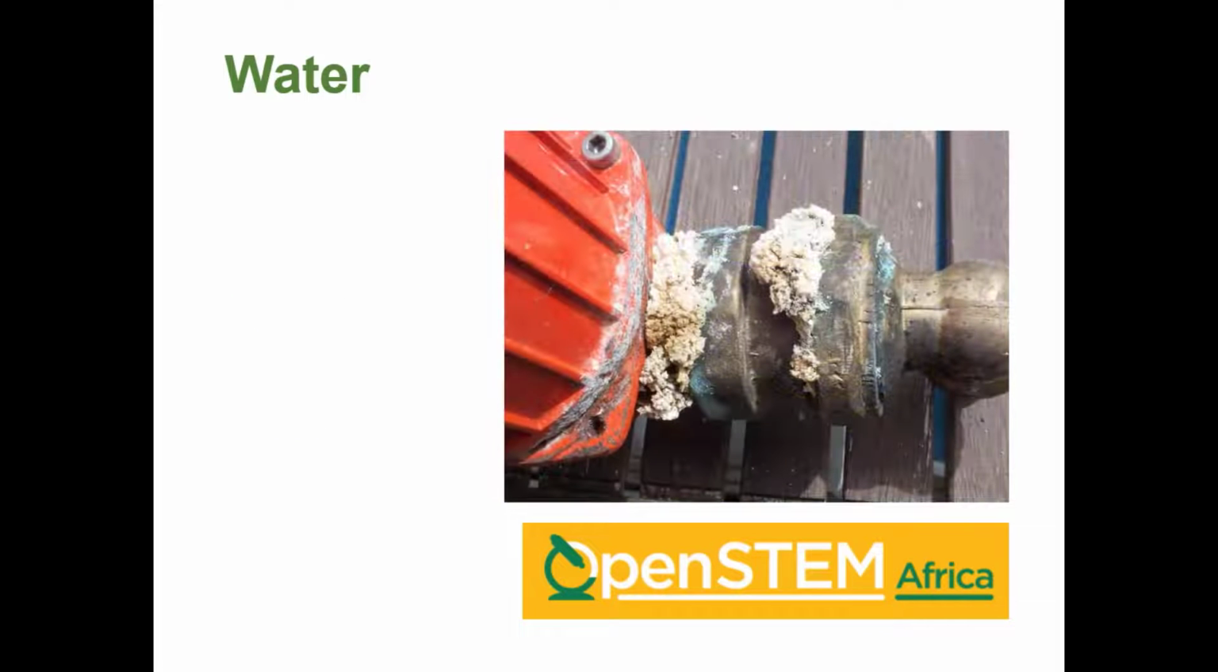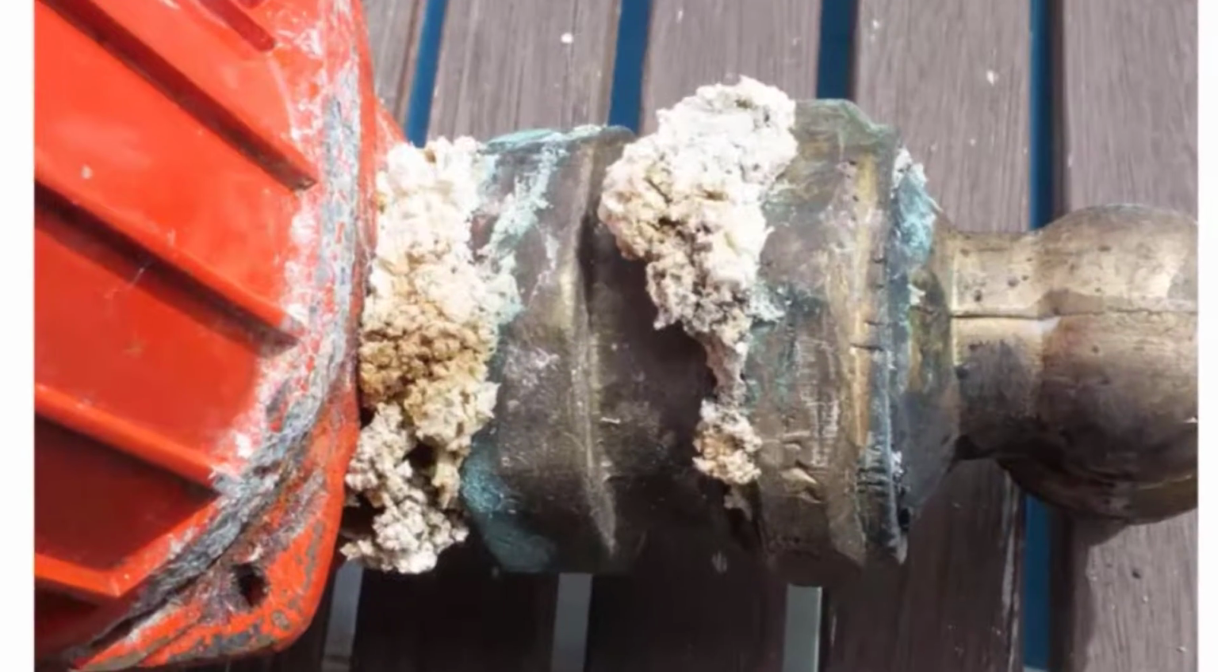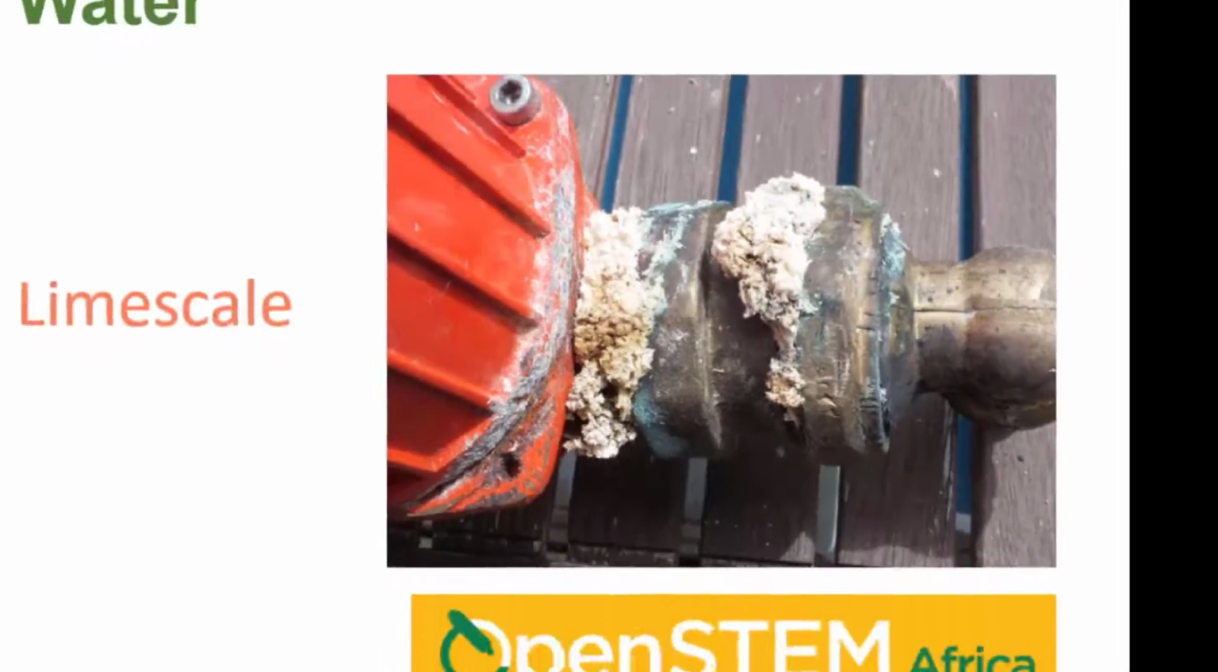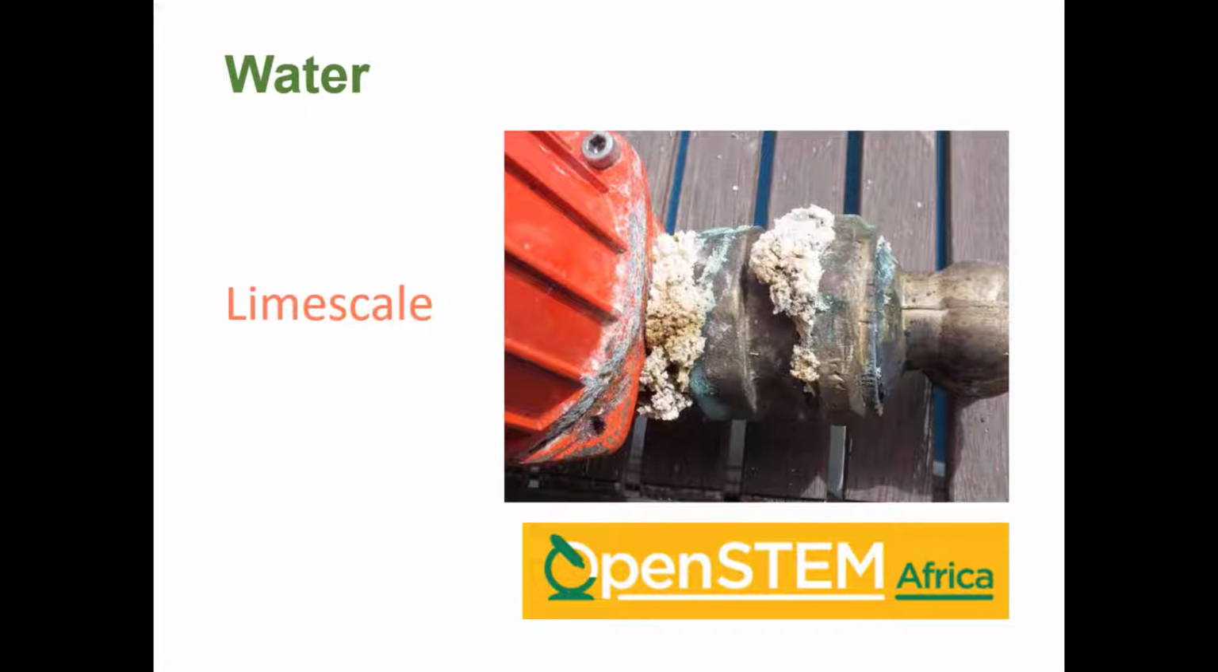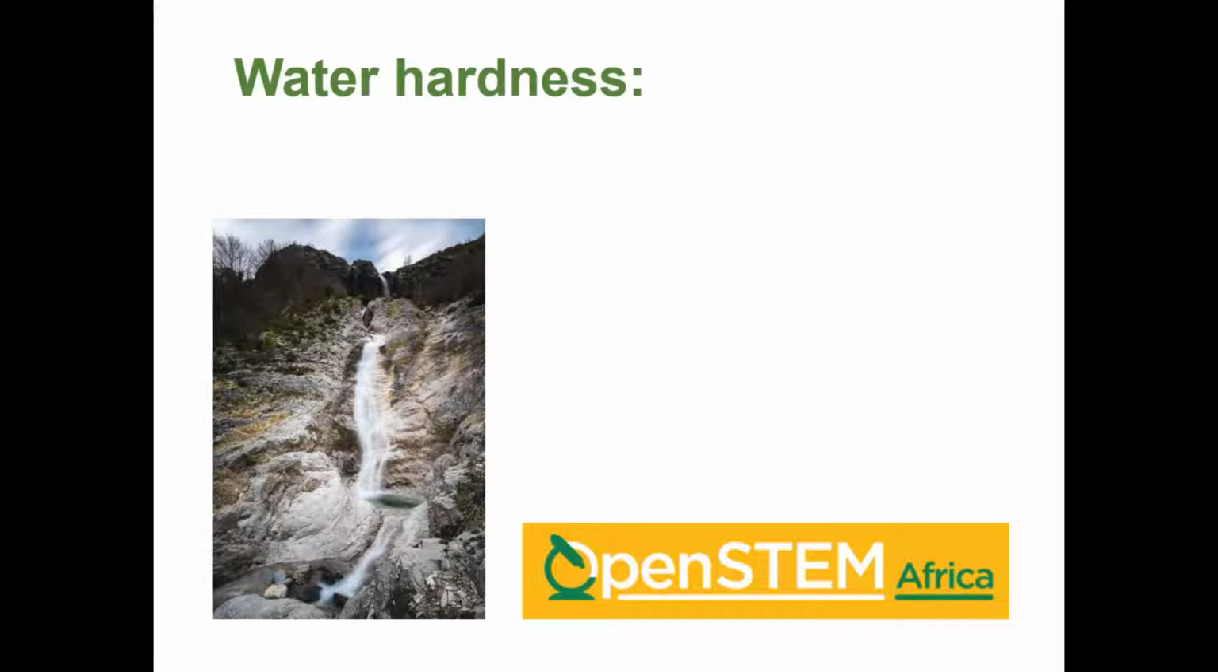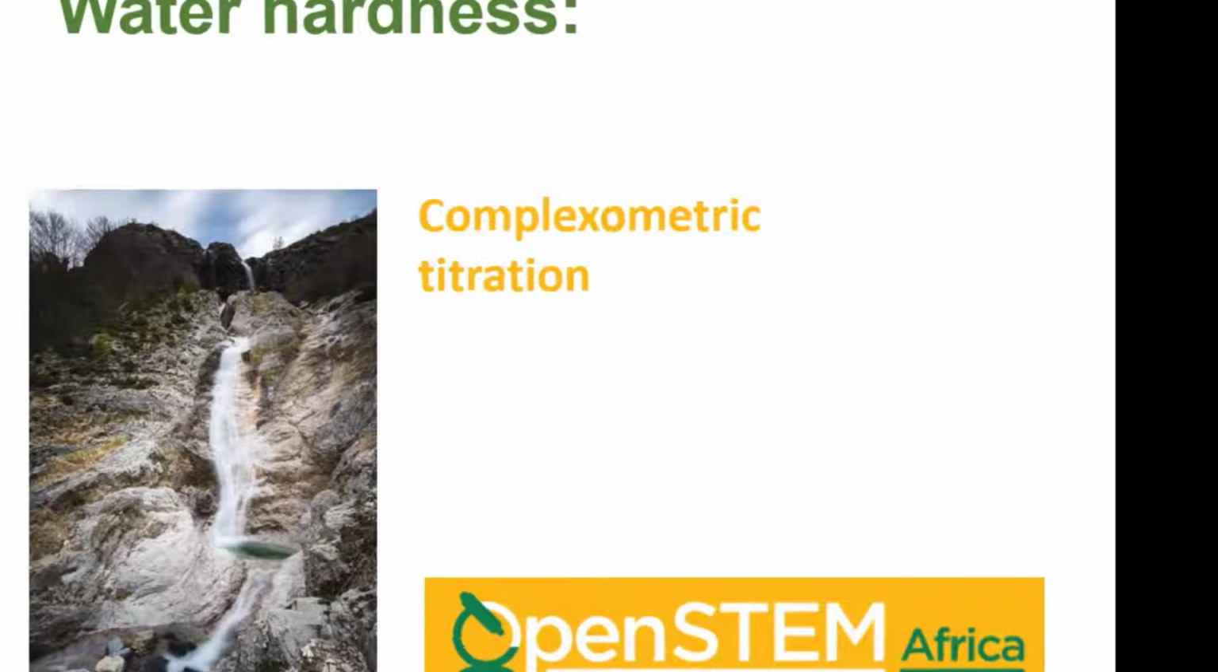A telltale sign of hard water is the buildup of limescale around taps and leaking pipes, which, if left unchecked, can reduce the flow of water and damage pipework. The hardness of water can be measured using a complexometric titration.